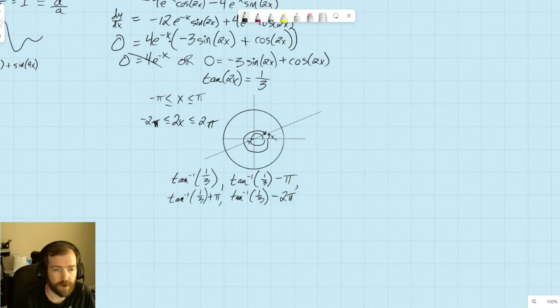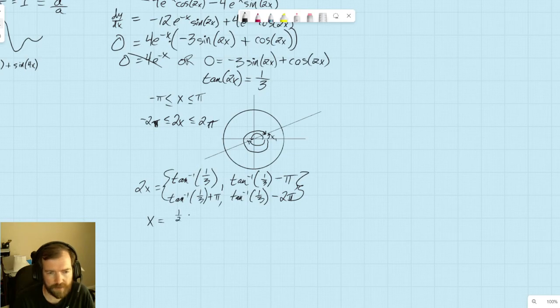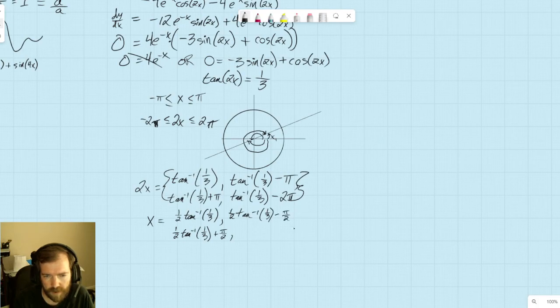Okay, so those 4 are our 4 solutions for this, which means that 2x is equal to all these things, which means that x is going to be equal to 1/2 the inverse tangent of 1/3, 1/2 the inverse tangent of 1/3 plus pi over 2, 1/2 the inverse tangent of 1/3 minus pi over 2, and 1/2 inverse tangent of 1/3 minus pi.